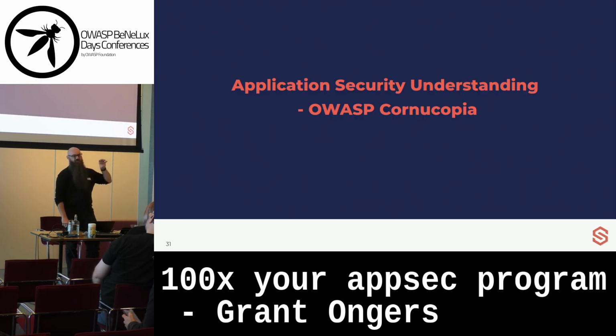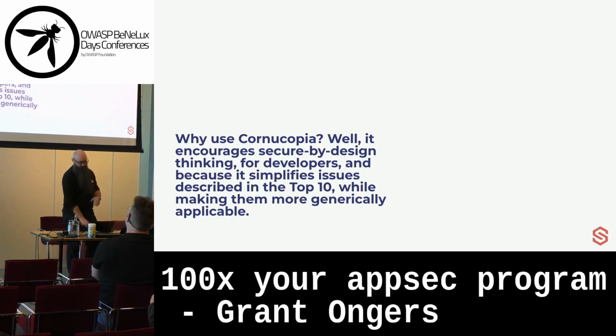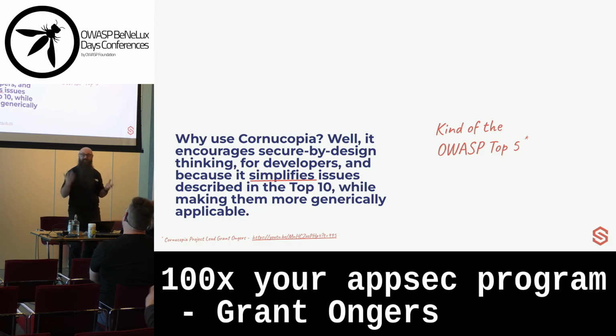Moving away from just the baseline of an awareness of what you should be aware of, the next step is understanding, helping dev teams to understand what they need to do. And that's Cornucopia for me. So why Cornucopia? Because I'm involved with it. It's kind of like the OWASP Top 10. I say that a lot. I'm involved with it because I think it's a good way to do threat modeling. It helps dev teams really understand what it is they need to do.